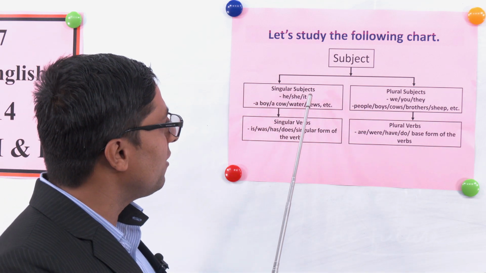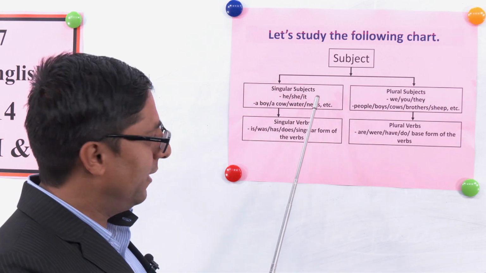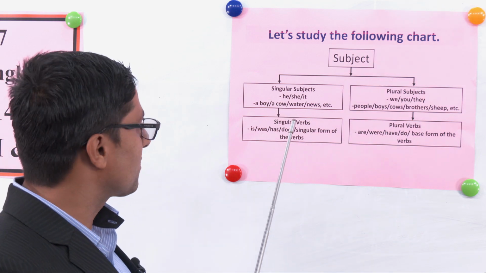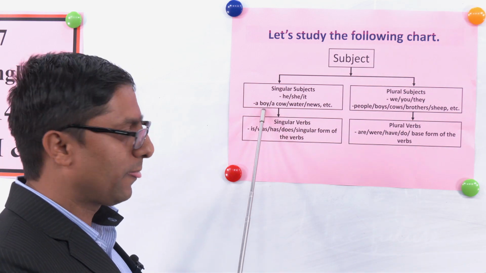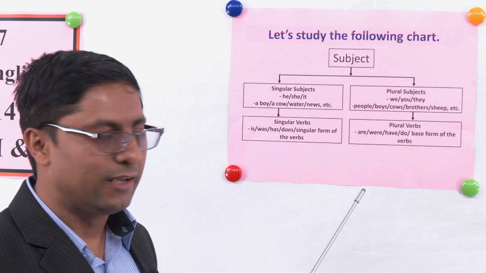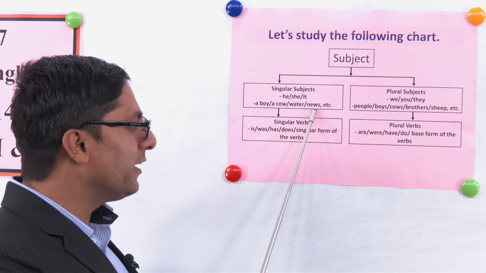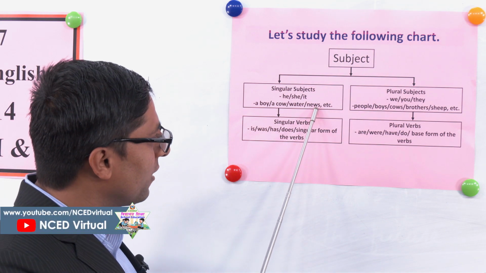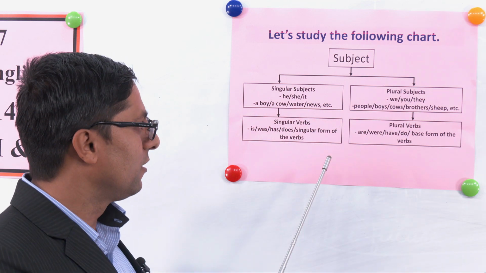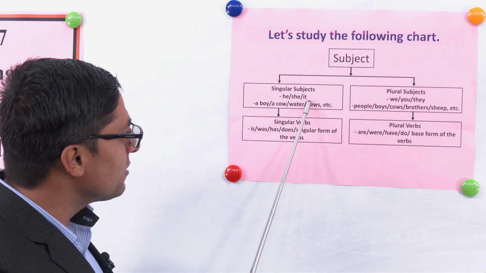Okay? So, see there, if we look at singular subjects, we use singular pronouns. You see, he, similarly she and it. Similarly, even some nouns can be singular subjects. For example, a boy, a cow, water. You see, water is an uncountable noun, and all uncountable nouns belong to this category. Similarly, news, you see there, though it looks like plural, at the end you can see s, but it is again a singular subject.